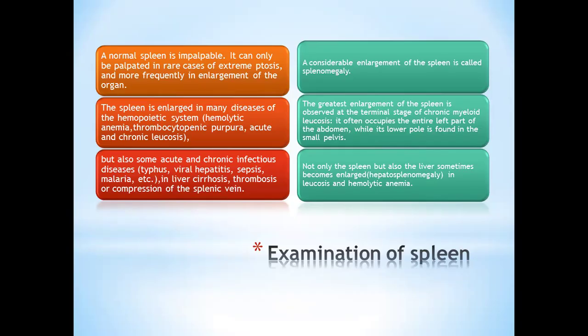The spleen is enlarged in many diseases of the hematopoietic system, but also in some acute and chronic infectious diseases, liver cirrhosis, and thrombosis or compression of the splenic vein. Considerable enlargement of the spleen is called splenomegaly. The greatest enlargement of the spleen is observed at the terminal stage of chronic myeloid leukosis. Not only the spleen, but also the liver sometimes becomes enlarged, hepatosplenomegaly, in leukosis and hemolytic anemia.